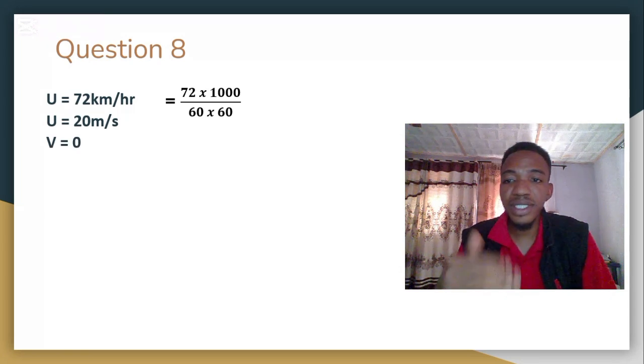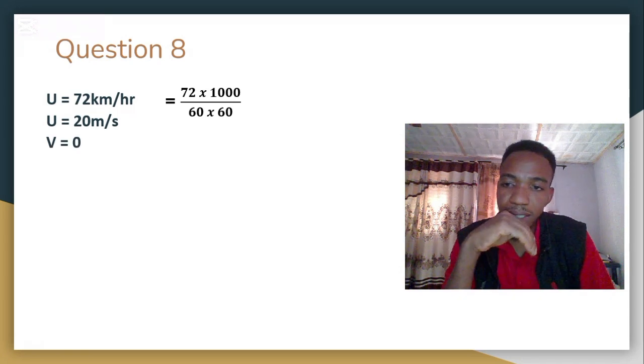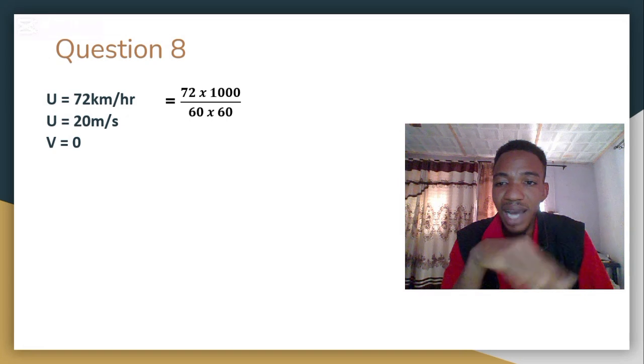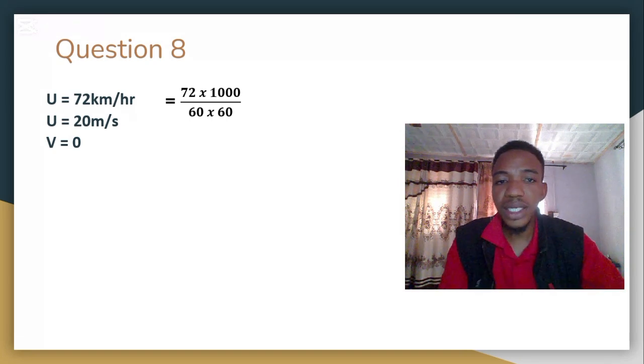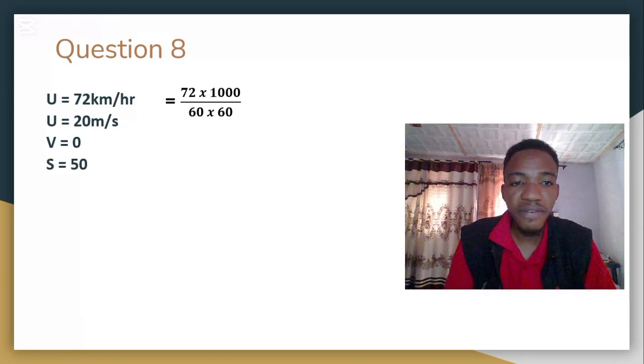Our final velocity is 0, since they said the car came to rest, like it was decelerated. So that's that. Then what else were we given? We were given our distance. The distance to come to rest is 50 meters. So once we have written these parameters down, the only thing they're asking for is the deceleration.